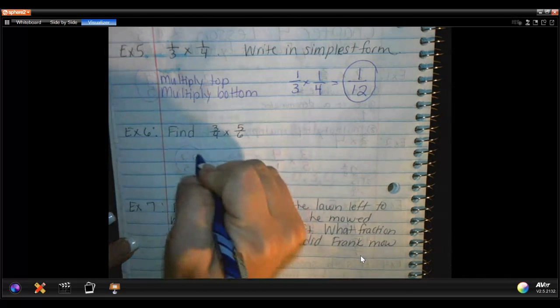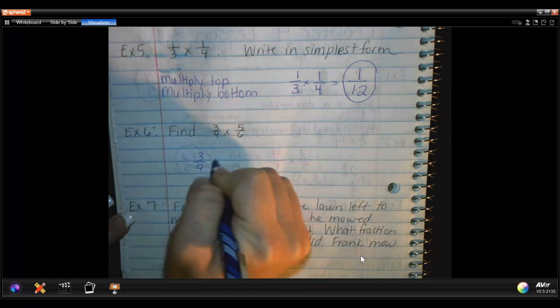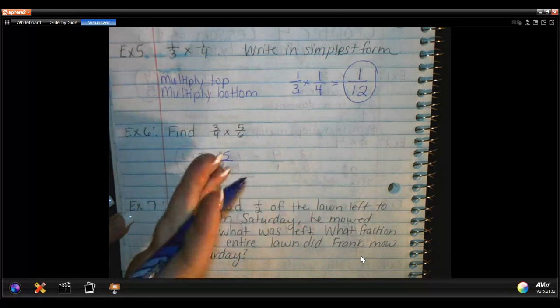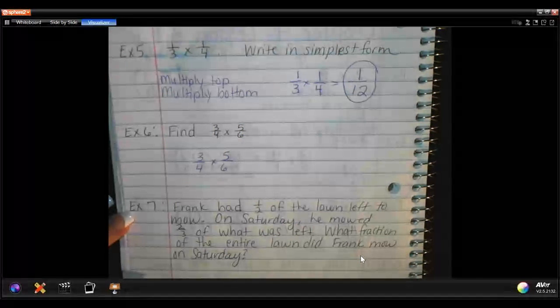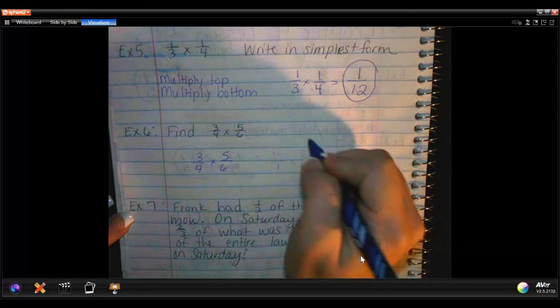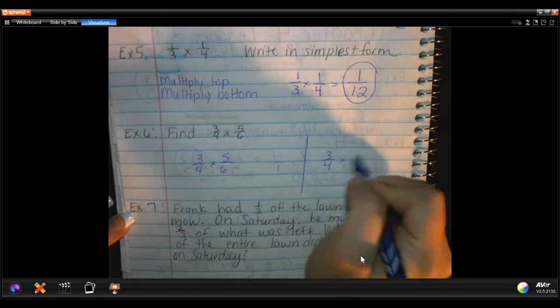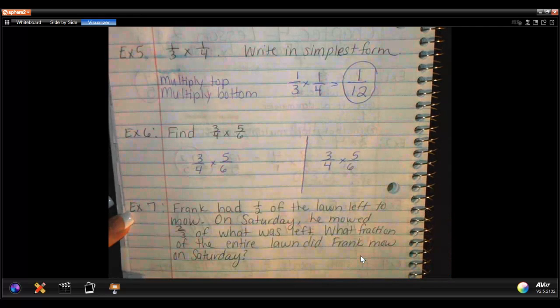Okay. Same thing here. 3/4 times 5/6. Again, I'm going to multiply the tops. I'm going to multiply the bottoms. I am going to show you a way that you can simplify sooner. So I'm going to actually divide this in half and do it 2 different ways, just so you guys can see an easier method. All right.